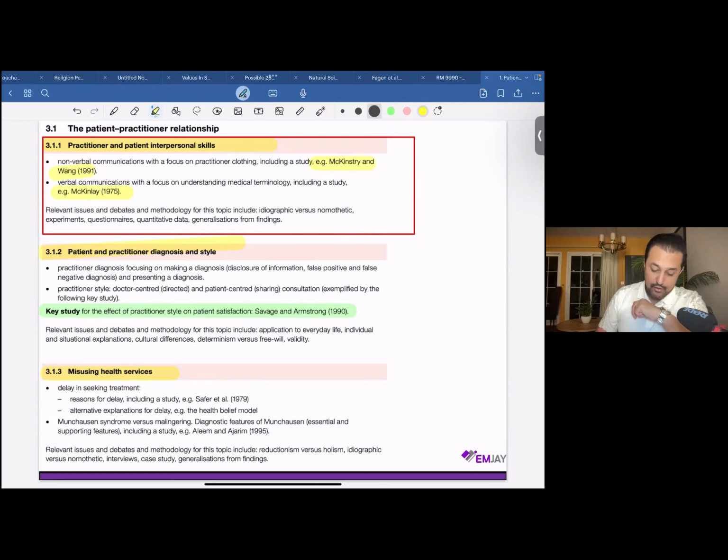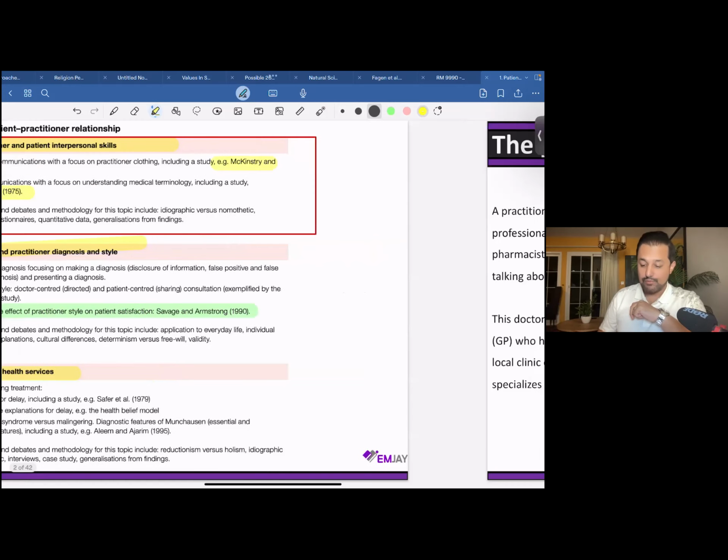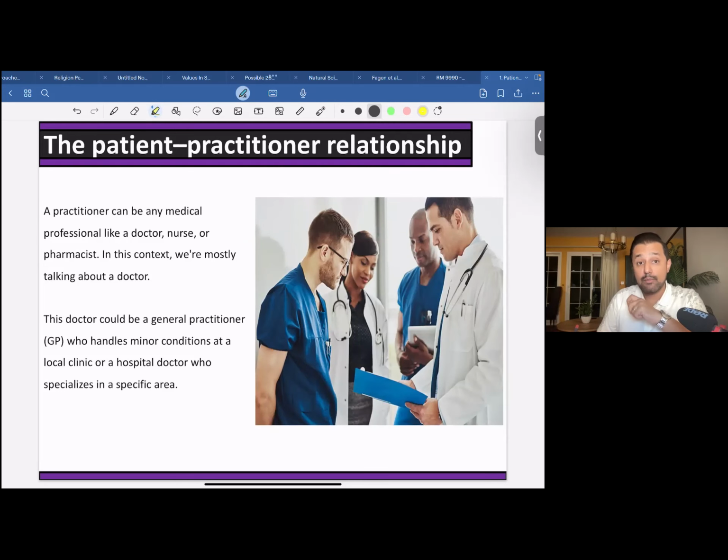Now, what is this about? The patient-practitioner relationship. When we talk about the patient-practitioner relationship, a patient is a patient. And when we use the word practitioner, a practitioner can be any medical professional. Any medical professional could be a doctor, could be a nurse, or a pharmacist. In this context, we're mostly talking about a doctor here. The doctor could be a general practitioner or could be a specialist, right?